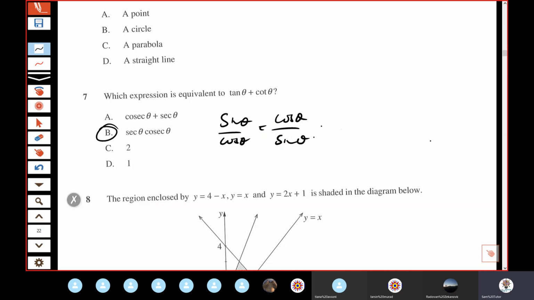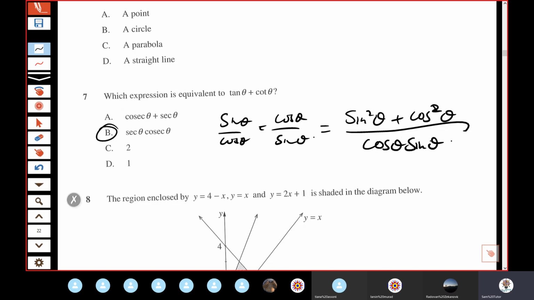Common denominators. So it becomes sine squared theta plus cos squared theta on. We agree with that line? And then what's sine squared plus cos squared? It's 1. Yeah. And then of course 1 on cos is sec, 1 on sine is cosec. And they're multiplied. Any questions? No?